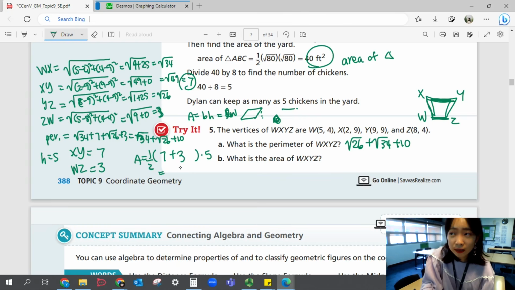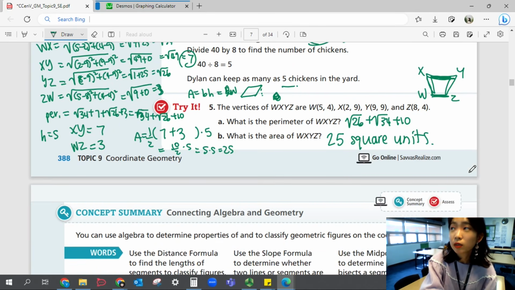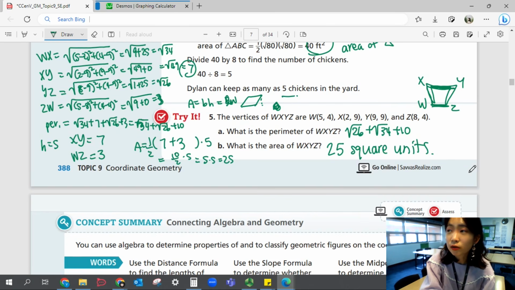So 7 plus 3 is 10, divided by 2, times 5, which is 5 times 5, which is 25. So the area is 25 square units. There we go. So those are the answers for our try number 5A and B. They look like they are going to take a lot of time, but if you get used to the distance formula and the slope equations, you'll be able to figure out the word problems easily if you are able to gather the information correctly.